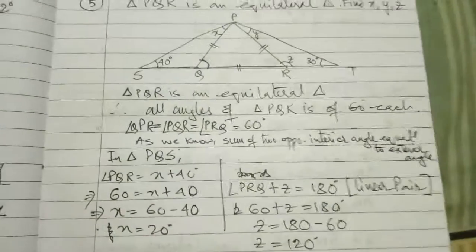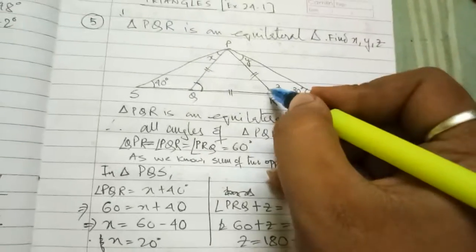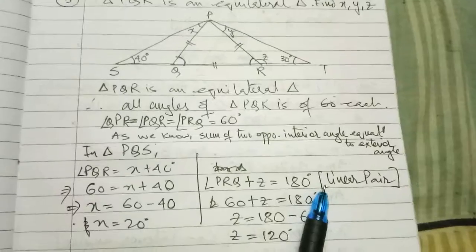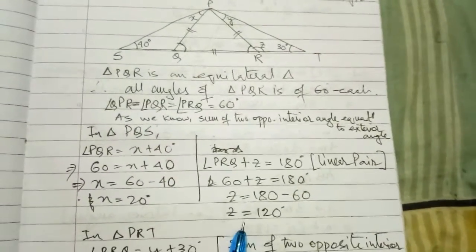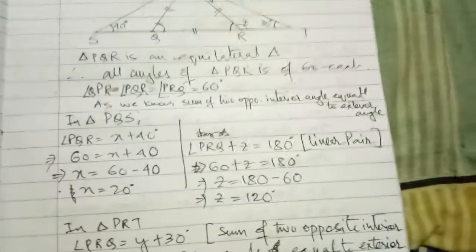Next, again we will find out z. Then we can write down this angle and this angle. The sum of both these angles will be 180 degrees. Why? It is a linear pair. Then from here we have got z equals 120 degrees.